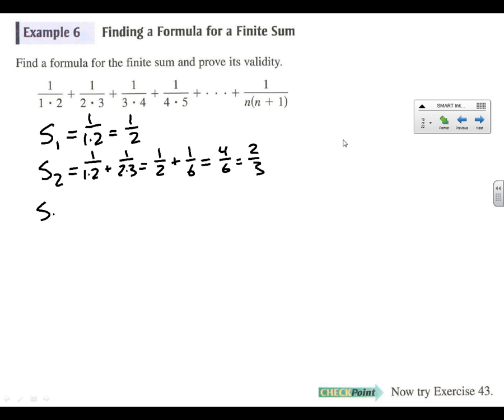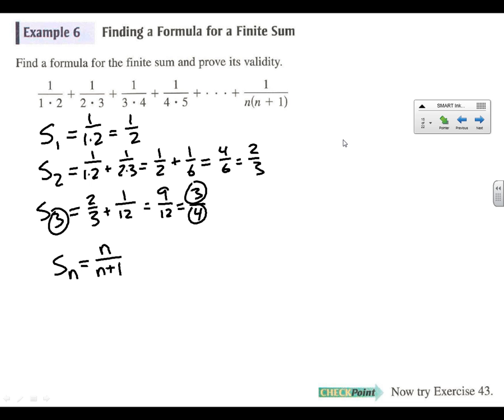Do one more here. We know that this is going to be 2/3 plus the next one, 1 over 3 times 4, which is 12. So how many 12ths here? 8 plus 1 more is 9/12, which is 3/4. And at this point, I think you can see what the pattern might be. S sub n, it looks like, is going to be n over n plus 1, right? If n is 3, then 3 over 3 plus 1. If n is 2, then 2 over 2 plus 1. All right, we think that might be the pattern.